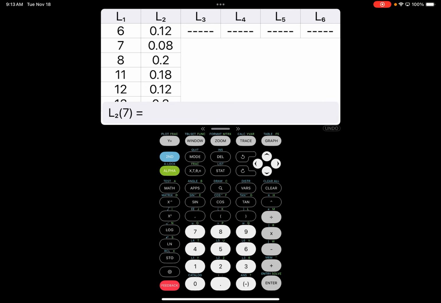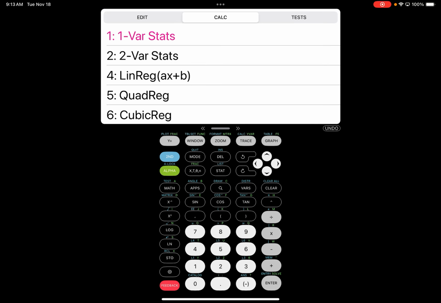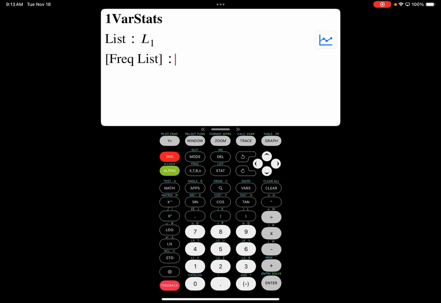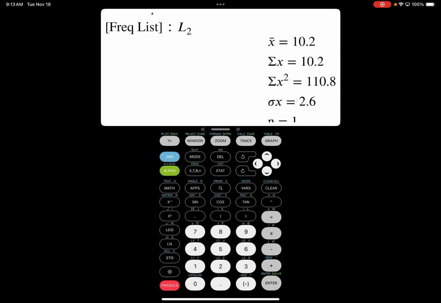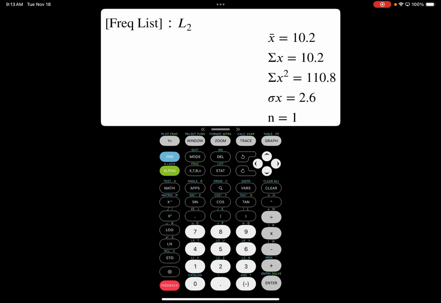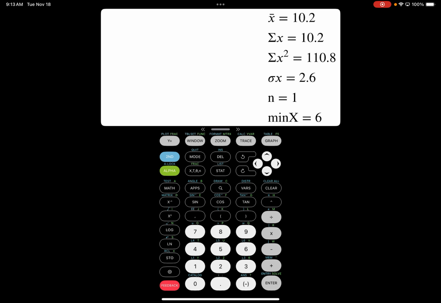I'm going to go to Stat, over to Calc, 1-Var Stats. I need to make sure my frequency list says L2, and then I hit Enter. Now, it gives you a lot of helpful information. The values that matter for mean and standard deviation are x-bar, which is your average, and sigma X, which is our standard deviation. So I got 10.2 and I got 2.6.